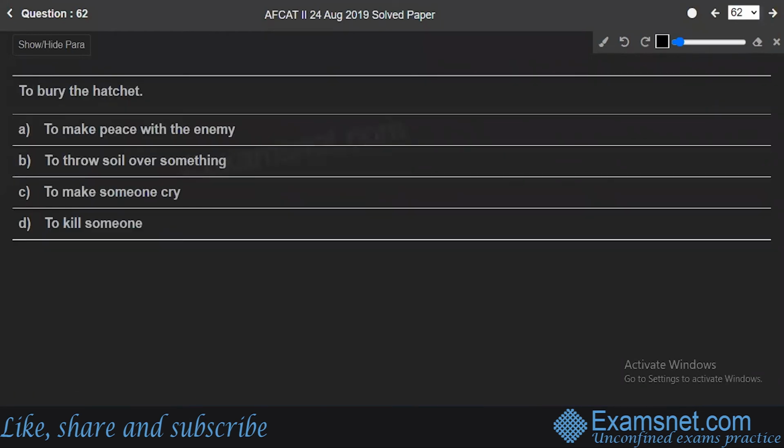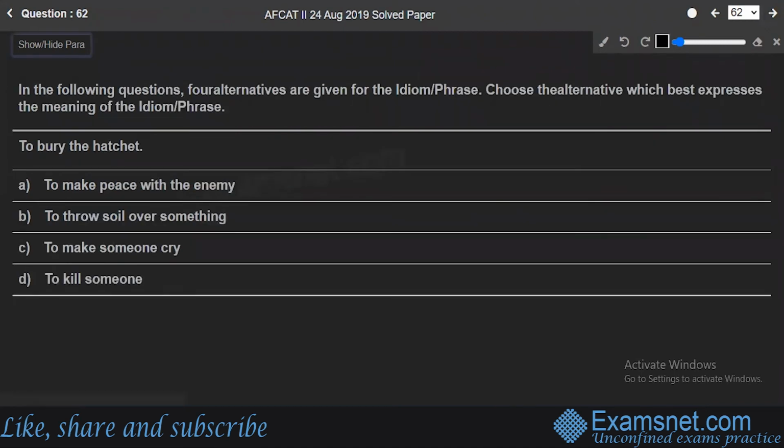So let's move to the next question, number 62. In this question, you are given four alternatives for the given idiom or phrase, and you have to choose the alternative which best expresses the meaning of the given idiom or phrase. The very first one is to bury the hatchet, and the given options are to make peace with the enemy, to throw soil over something, to make someone cry, to kill someone. Let's look at all of them one by one.